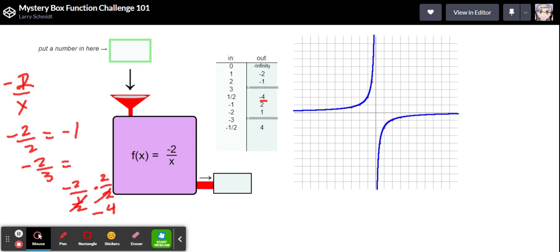Well, how did that go for you? I think that was a pretty tough one. Did you see that it had something to do with a rational function?